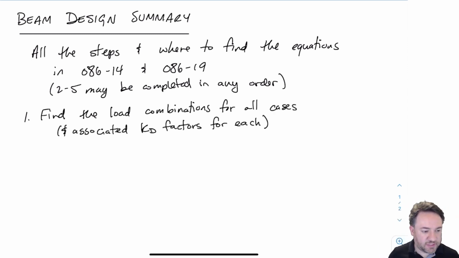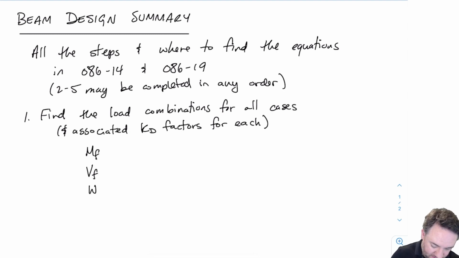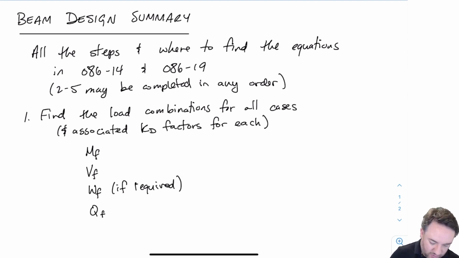Okay, so the first step is to find all of the load combinations for all of the different cases, for all of the different types of load effects, including, of course, moment, factored moment, factored shear, potentially total load if required to calculate the shear resistance. That's the detailed shear method that we talked about, and the load for bearing.